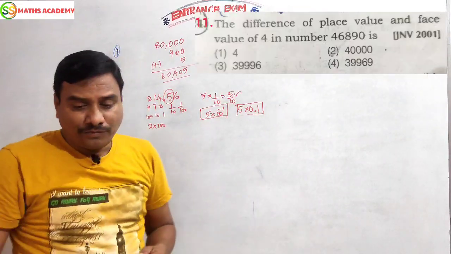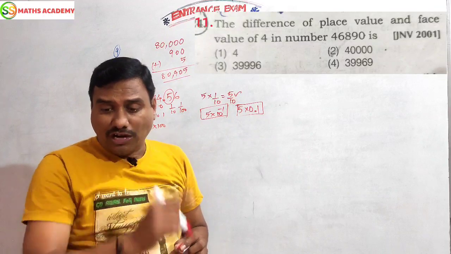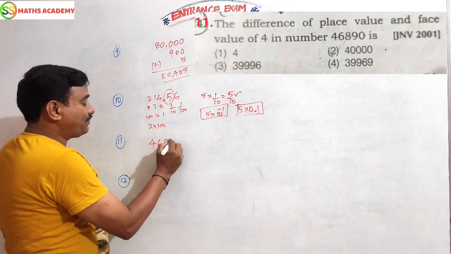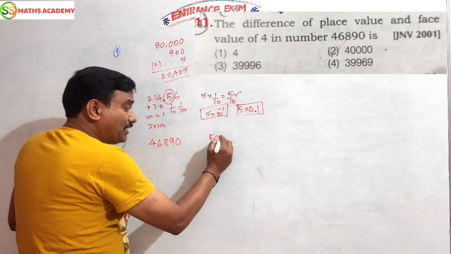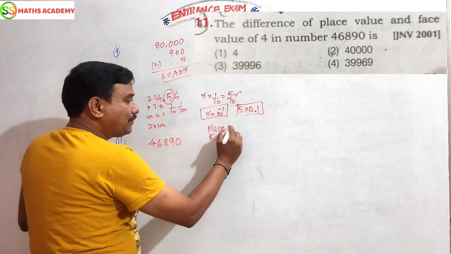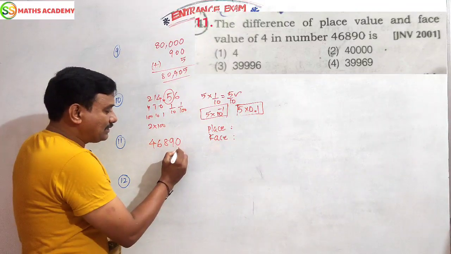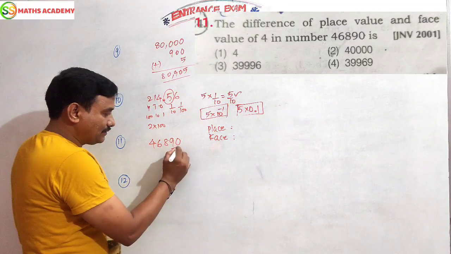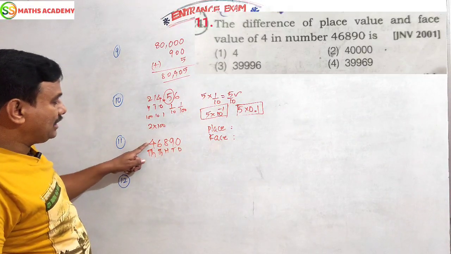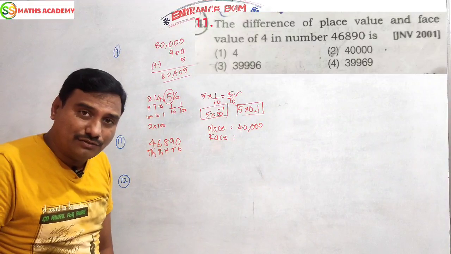Now question number 11. The question is the difference of the place value and face value of 4 in the number 46,890. He is asking the difference between face value and place value. Place means, as I told you yesterday, ones, tens, hundreds, thousands, ten thousands. The place value of 4 is 10,000: 4 into 10,000, 40,000.